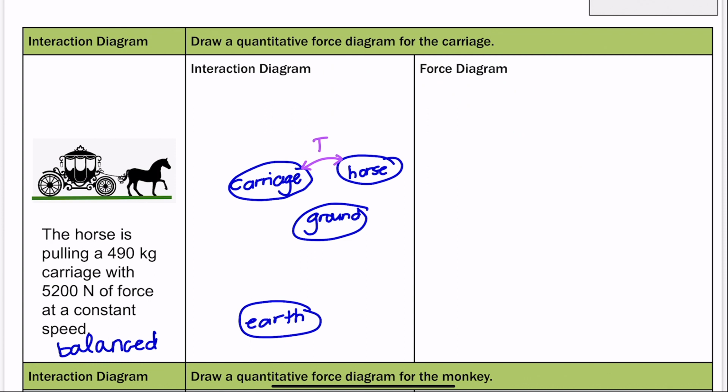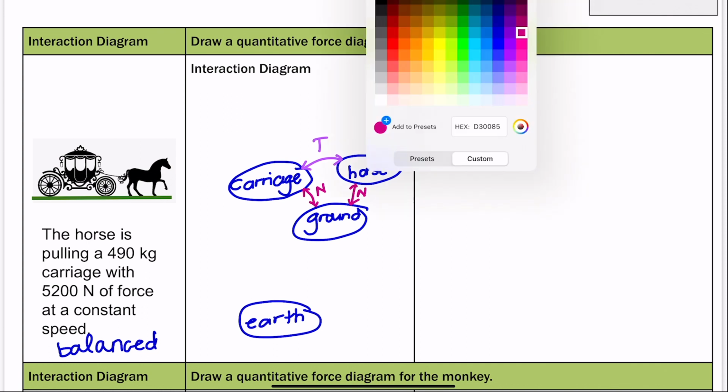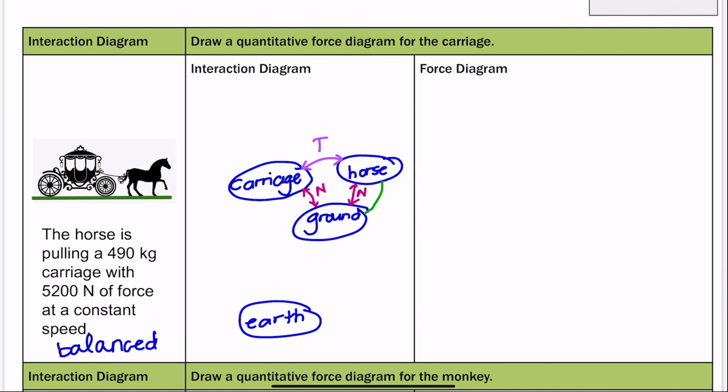All right, and so with the horse and carriage, they are standing on top of the ground. So that would mean that there is a normal force. But there's also some sort of friction that's happening, okay? So we have also friction that's happening. And then, of course, everything interacts with the Earth.